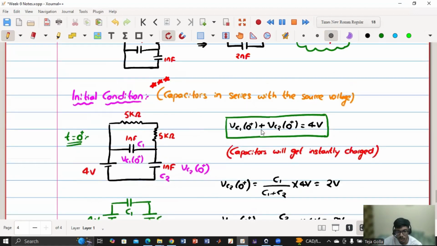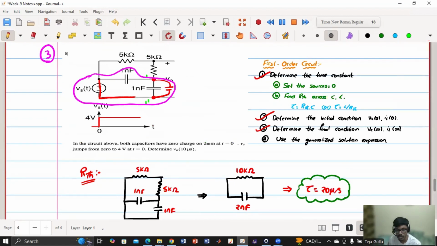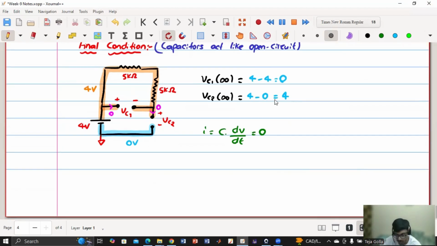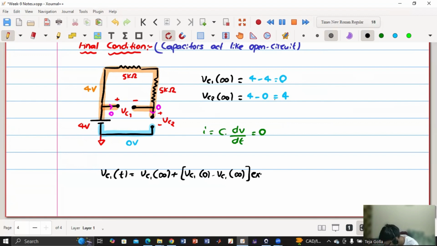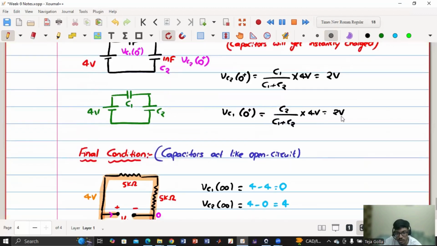So now I got the initial condition, I got the final condition for both of them, right? VC1 I got, VC2 I got. So I'll write the generalized solution for both these expressions. VC1 of t is equal to VC1 infinite plus VC1 0 minus VC1 infinite into exponential minus t by tau. If you substitute, VC1 of infinite is 0, so it will be VC1 of 0, which is 2 volt.